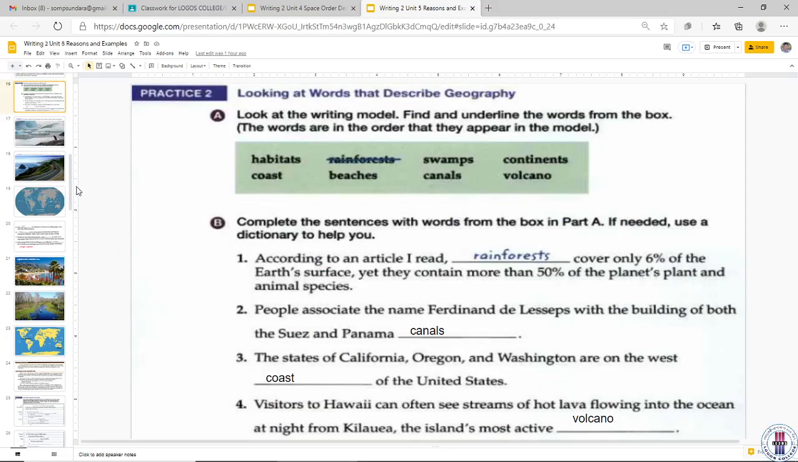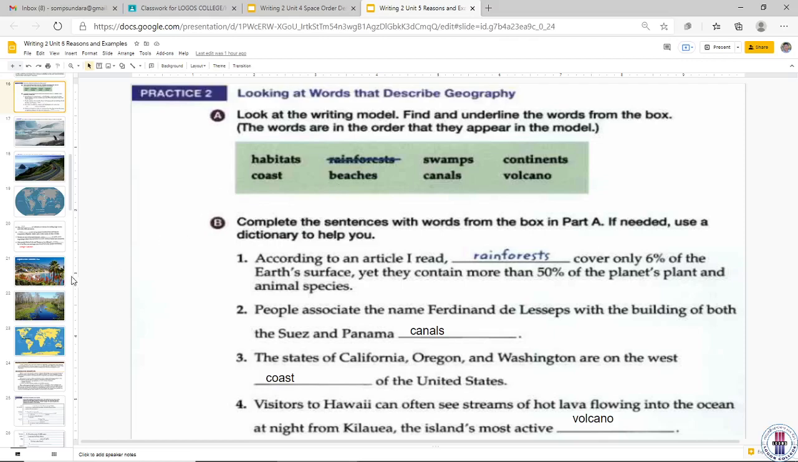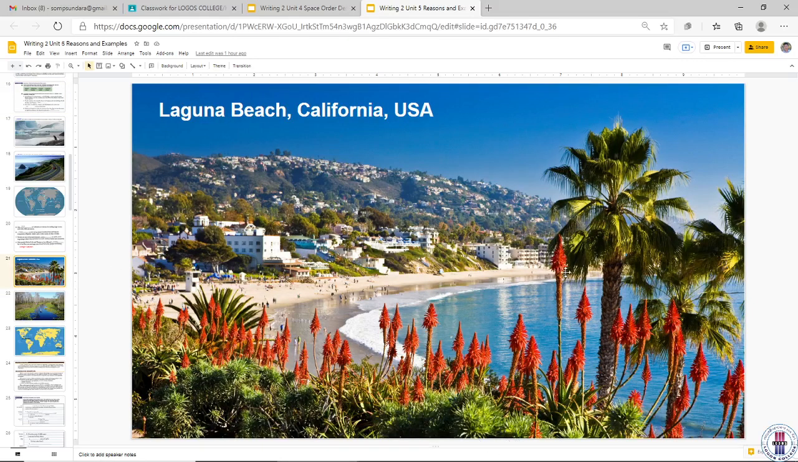The coast. All right, this is the coast, right? There's ocean, water. It could be a sea, it could be a lake, and then there's land. So a coastline is a line that forms the boundary between the land and the ocean or lake. This is a coast. Beaches, you know what a beach is. This is a beach. This is a famous beach in California. This is Laguna Beach.